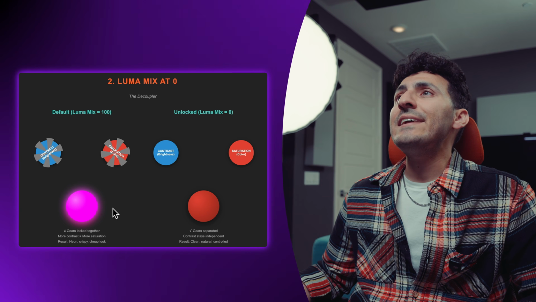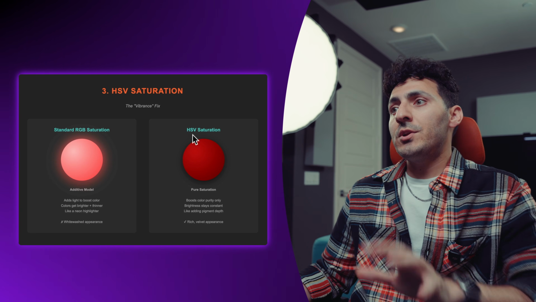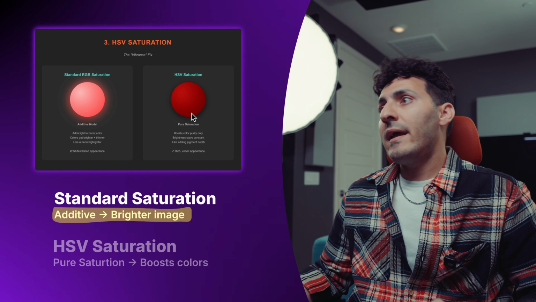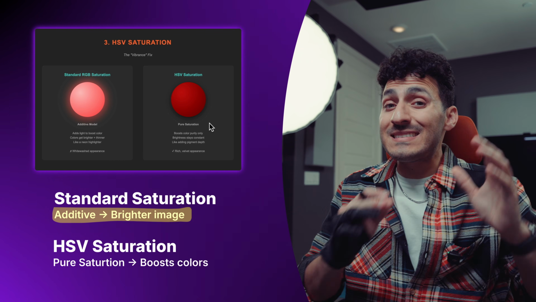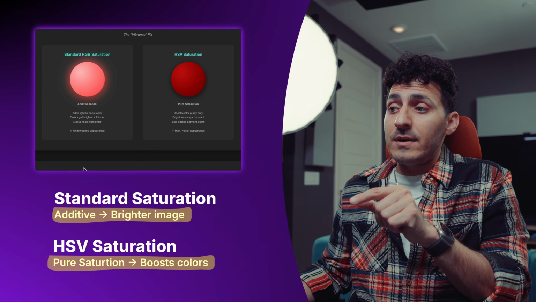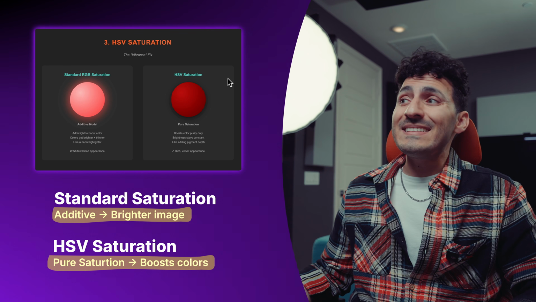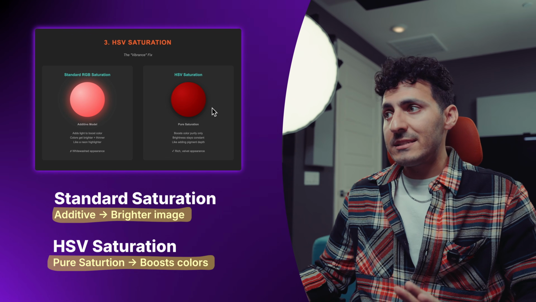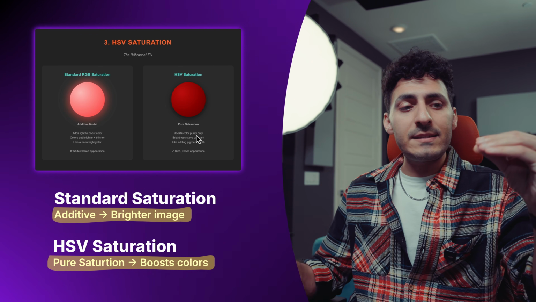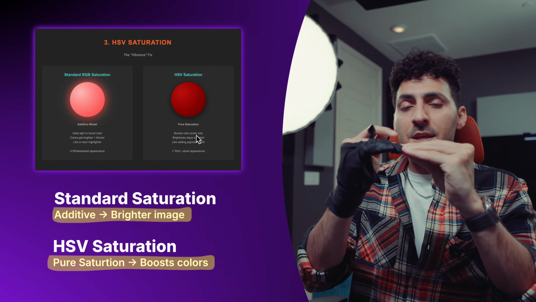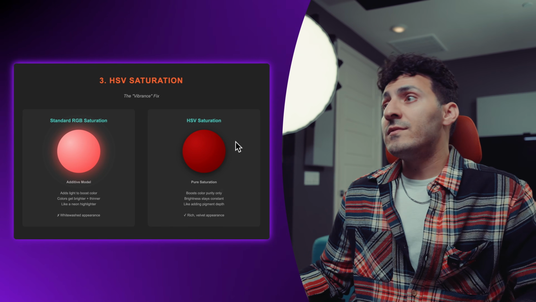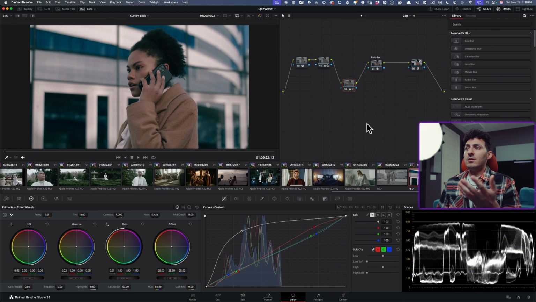Moving on to HSV saturation. What does it mean? When you look at this chart right here, it tells you a standard saturation is additive, so you're making your entire thing brighter. HSV is not your subtractive saturation. That is different, and I'm going to show you what that is. This is not the same. A lot of people confuse HSV with subtractive saturation. It's not. It's basically not affecting the luminance of each hue and only boosting the actual color intensity of those specific hues.